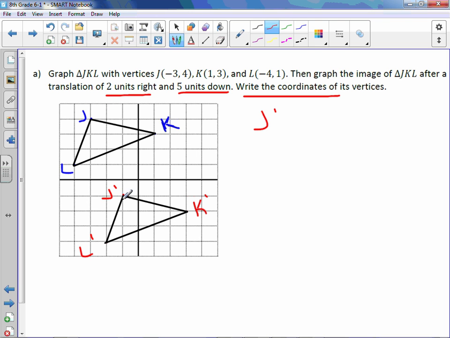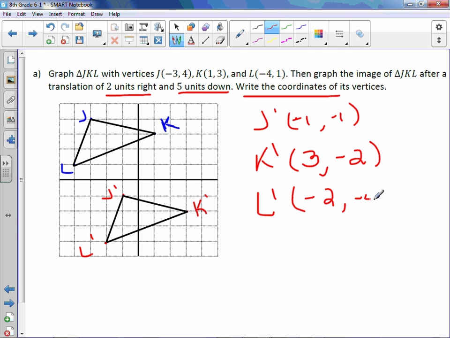So J prime is at (-1, -1). K prime is at (3, -2). And L prime is at (-3, -4). No, I'm sorry, (-2, -4). I was looking at the L and not the point. So (-2, -4). That's it. Let's do another one.